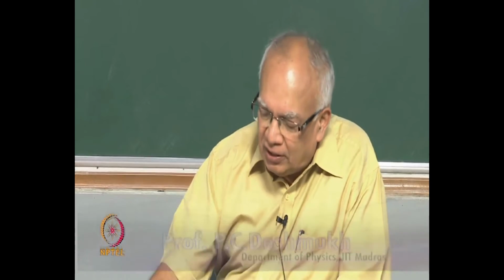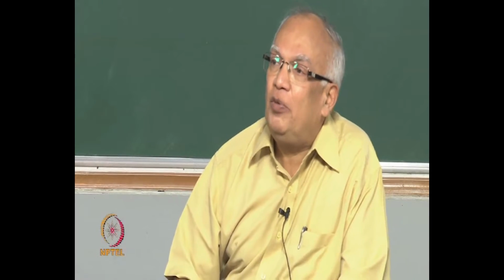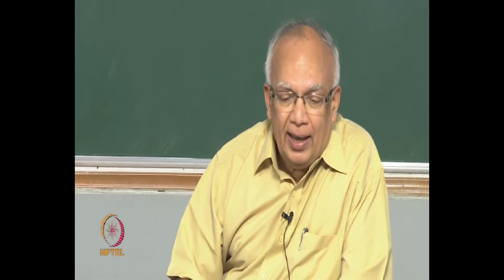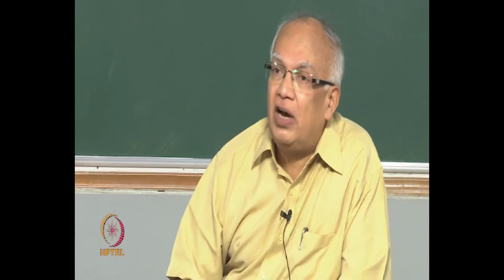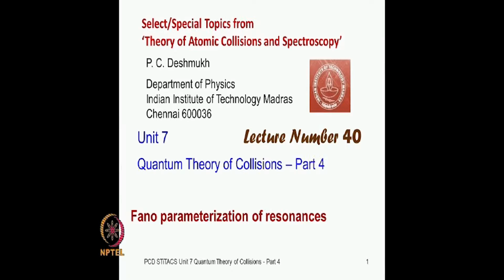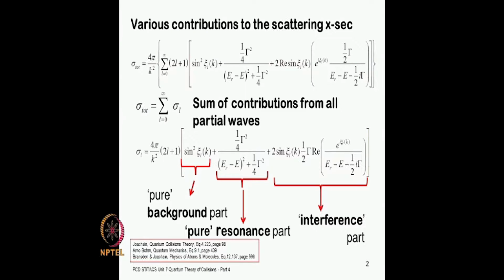We already got the expression for the Breit-Wigner formula, and today we will introduce the Fano parameters, which describe the complete expression for the scattering cross-section inclusive of the background and the resonance. So let me quickly recapitulate the result we obtained in the previous class.